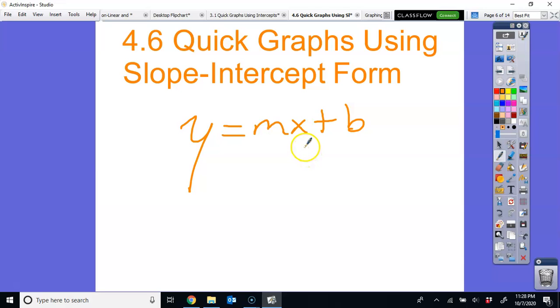Sometimes your y is already solved. Sometimes you solve it for y because you're going to make a table of values. Other times you solve it for y because this m and this b are going to help me out a lot. The m and the b give me a nice, quick way for graphing. The m, like we said the other day, is the slope. The b, like we said the other day, is the y-intercept.